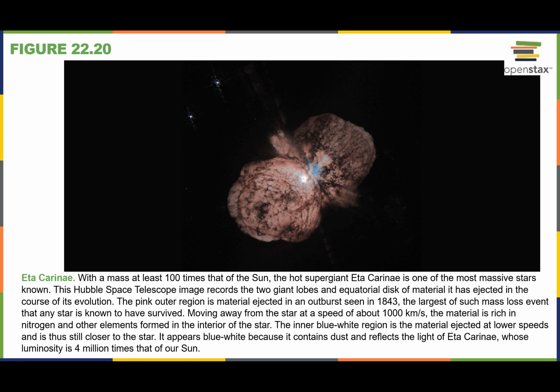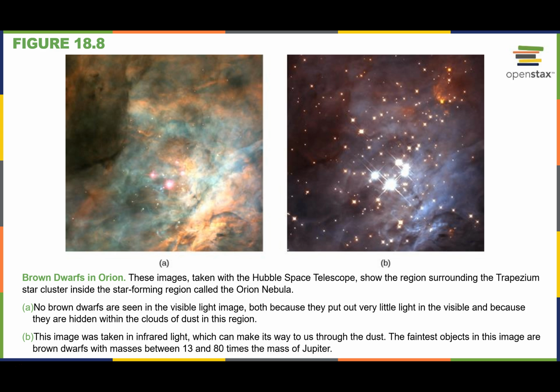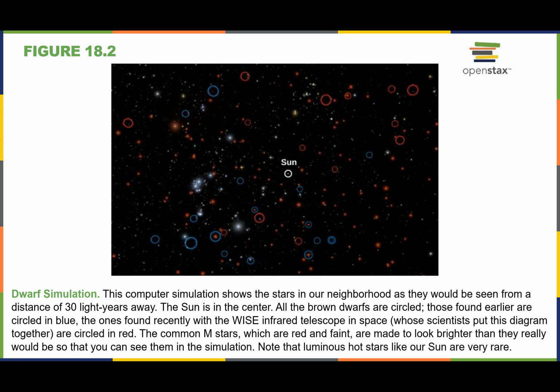Then, this is an image of brown dwarfs, and I don't know where they are. To me, these aren't brown dwarfs, because these are the trapezium. These are nice bright stars. But there are brown dwarfs. Finally, I can see them, because they circled the brown dwarfs that were found by two different sources, the red and the blue circles.